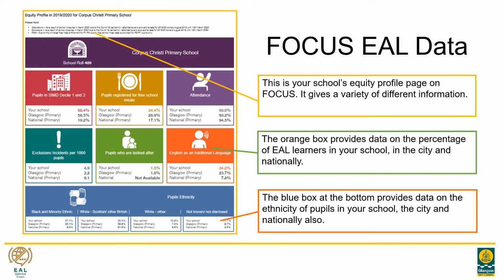The orange box with the little person inside that looks like they're speaking provides data on the percentage of EAL learners in your school, again in the city and nationally. And down at the bottom, the blue box provides data on the ethnicity of pupils in your school, the city and nationally also.